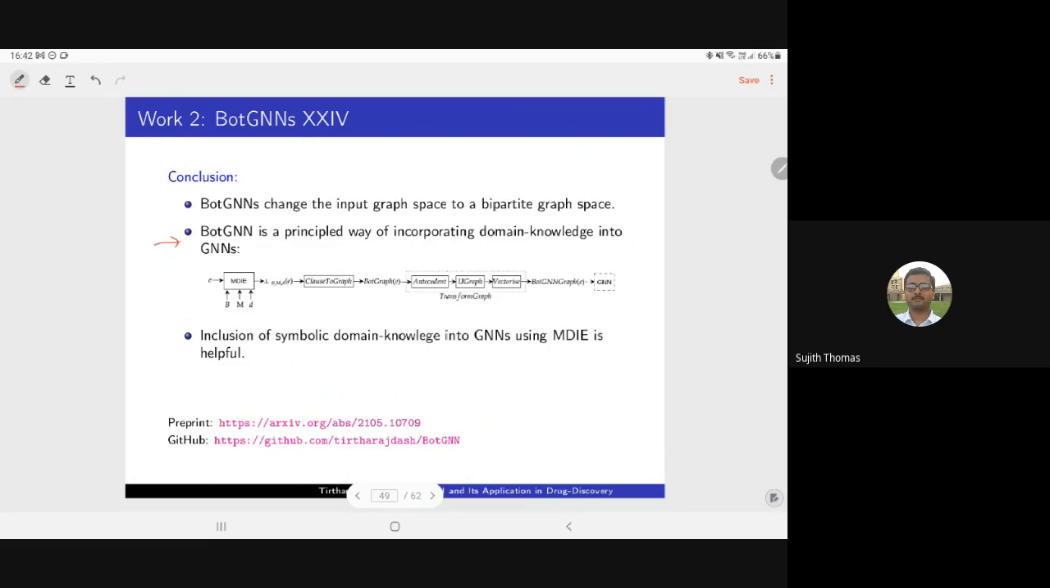What does that mean? That means that if we are able to get examples in a relational form and we have access to symbolic knowledge, we can use this idea of MDIE and bottom graph conversion that we're showing here so far to directly incorporate that information into GNNs. So it is not just restricted to graph spaces. It can go to relational databases as well.